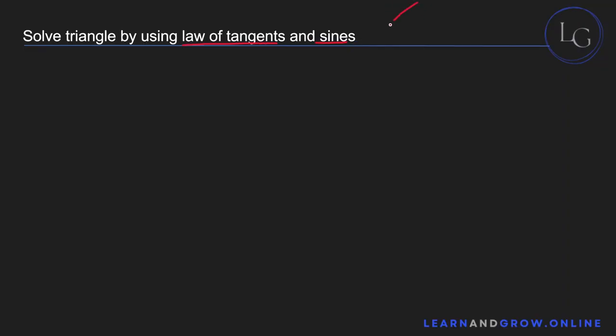So let's say you have this triangle over here. This is angle alpha, so the opposite side is A. Angle beta, the opposite side is B. The angle gamma, and the opposite side is C.